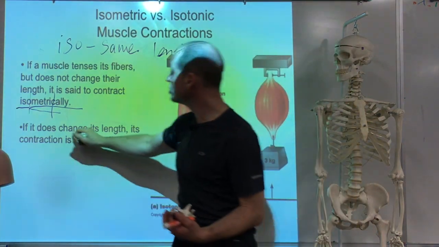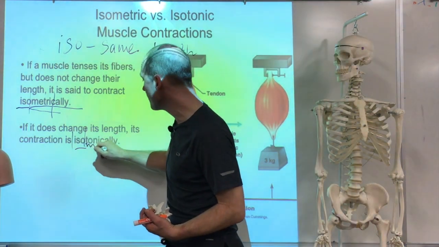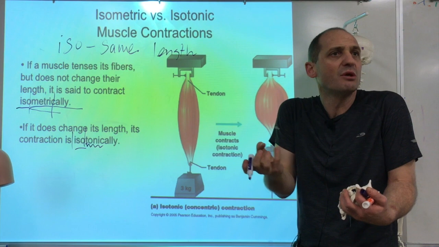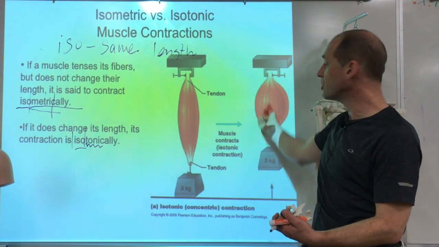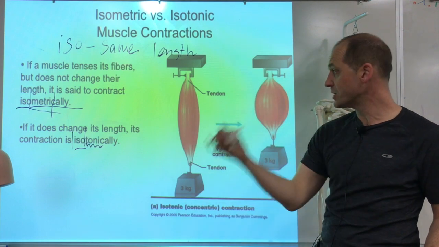An isotonic, iso means same, tonic refers to the tone of the muscle. How does the muscle feel? How forceful is it contracting? That's when the muscle moves. The length changes, it moves.